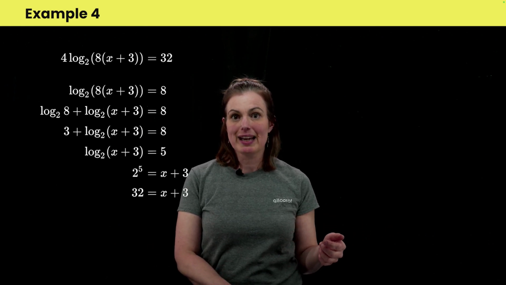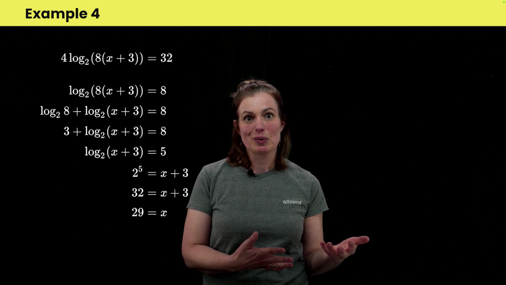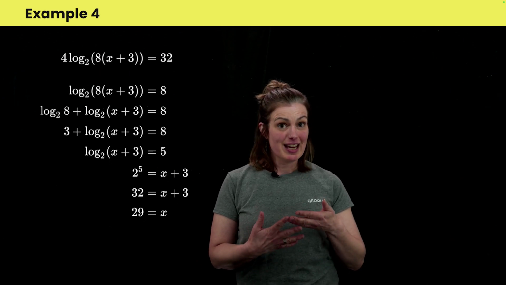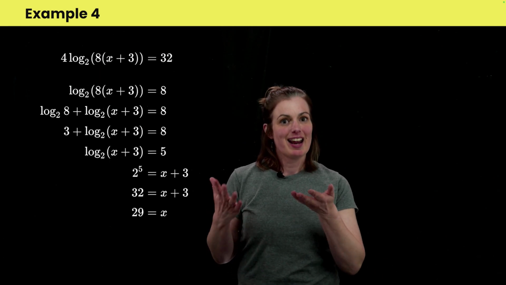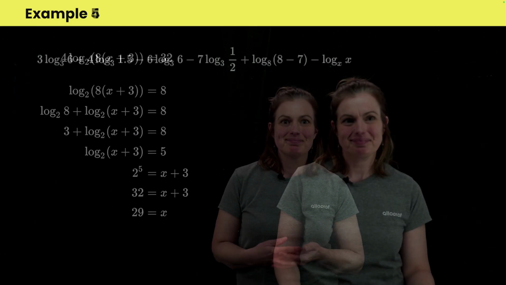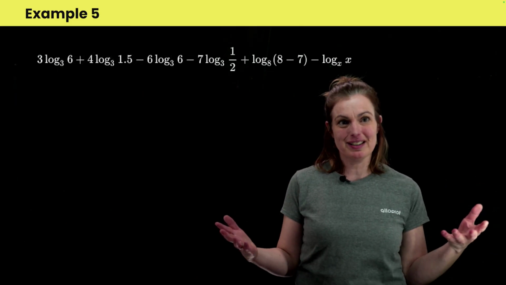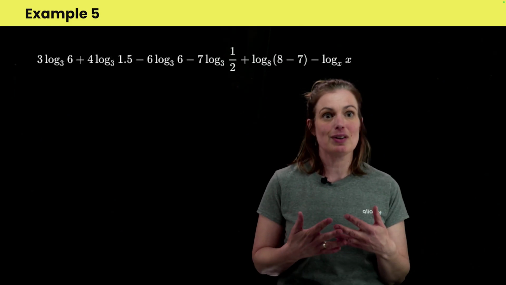When I isolate my x, I get x is equal to 29. So you see, if you can't solve it using logarithmic form, put it into exponential form, and it should go better from there. All right, so now I've got a final example here where we're going to have to apply our laws of logarithms and exponents.